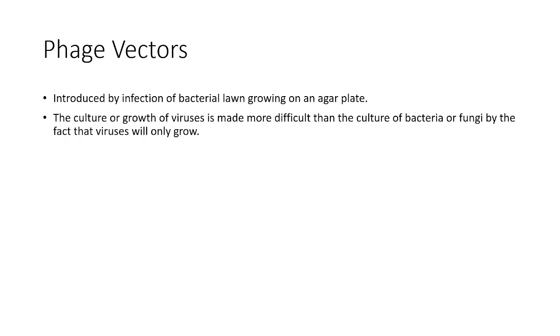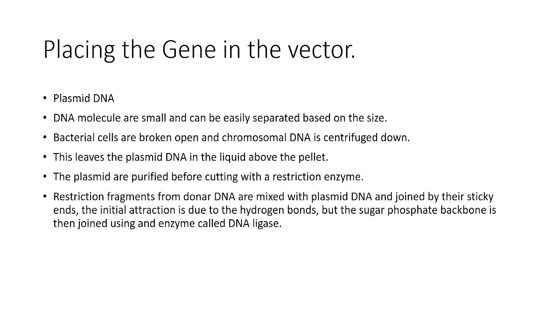Now the phage vectors are introduced by infection of the bacterial lawn growing on an agar plate. Now the culture or the growth of virus is made more difficult than the culture of the bacteria or fungi by the fact that viruses will only grow in living host cells. So how do we place the gene in the vector? So we have the plasmid DNA.